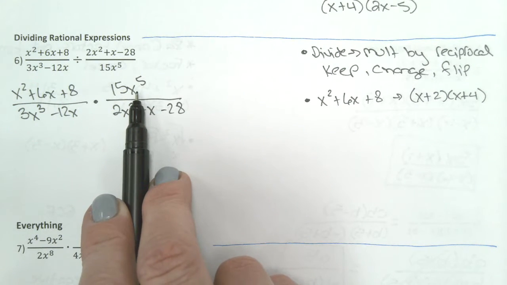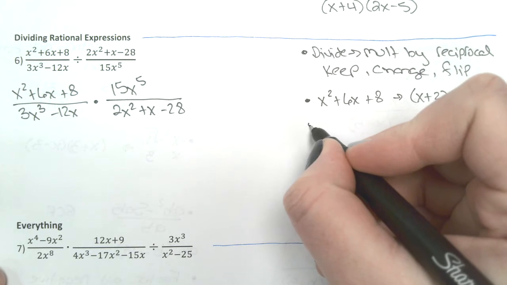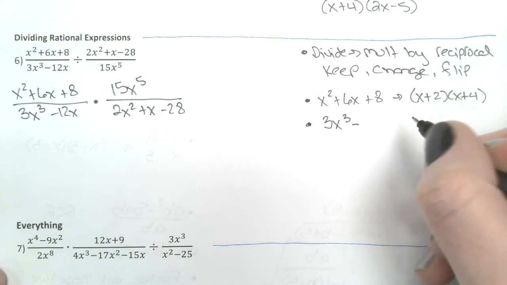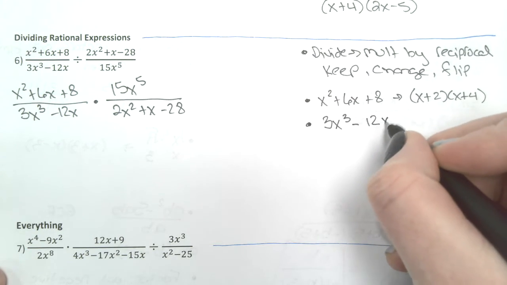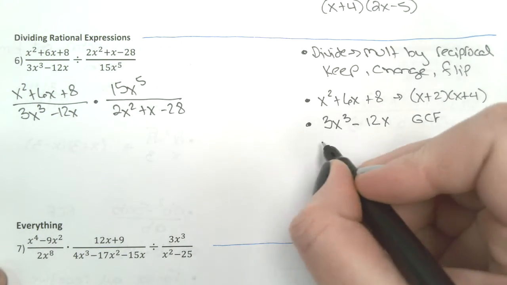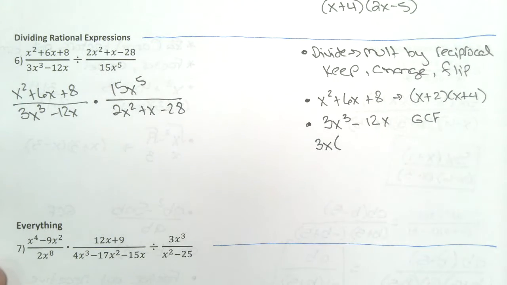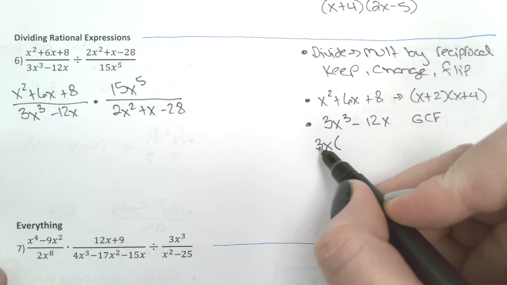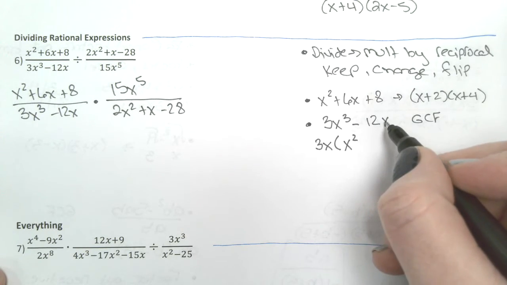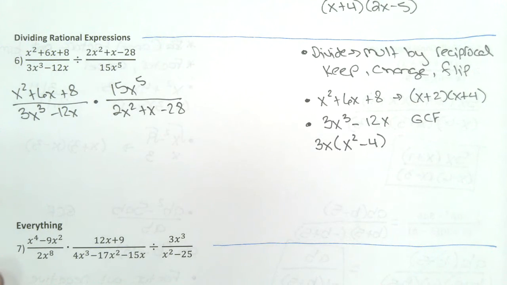That's a monomial, so I don't need to do anything with that one. The 3x squared one looks like I see a GCF, so let's factor the GCF out of that. So I can factor out a 3 and an x. 3x to the third divided by 3x is x to the second. And negative 12x divided by 3x is negative 4.